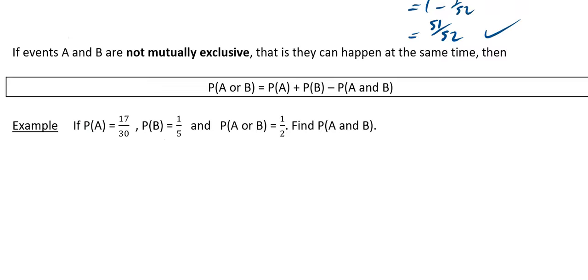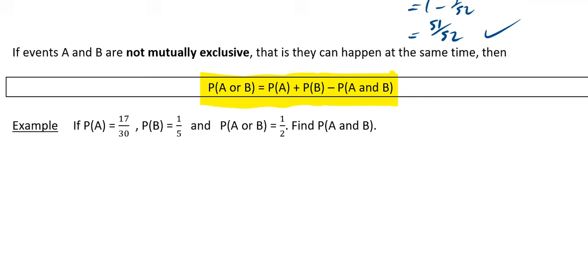Next, if events A and B are not mutually exclusive, that is, they can happen at the same time, then the probability of A or B, and this is a very important formula, is equal to the probability of A plus the probability of B minus the probability of A and B happening. This is a formula you must learn.